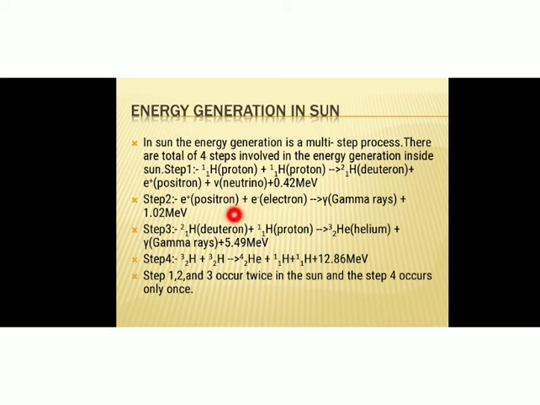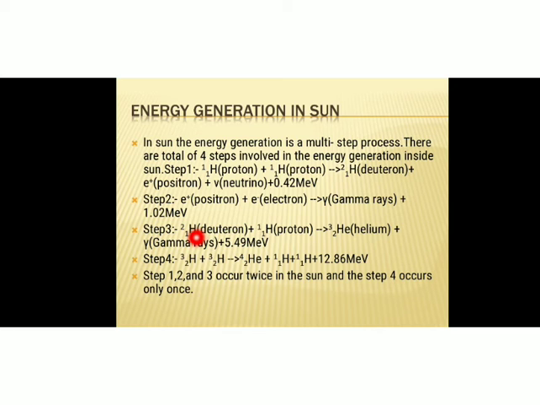Okay. Then step 2. In the second stage, positron and electron will combine to form gamma rays. Along with that, energy is released. Energy of 1.02 mega electron volt is released.